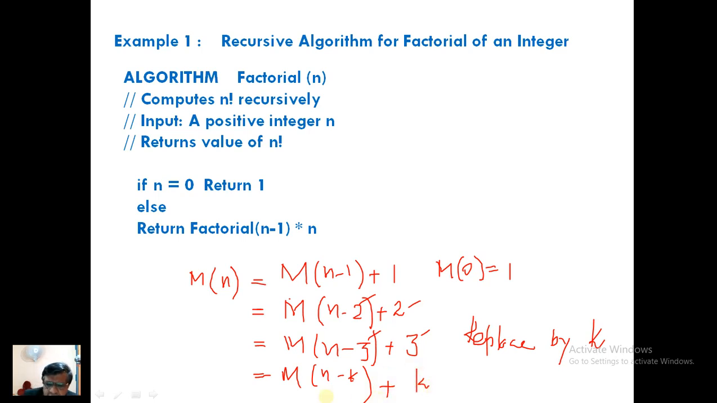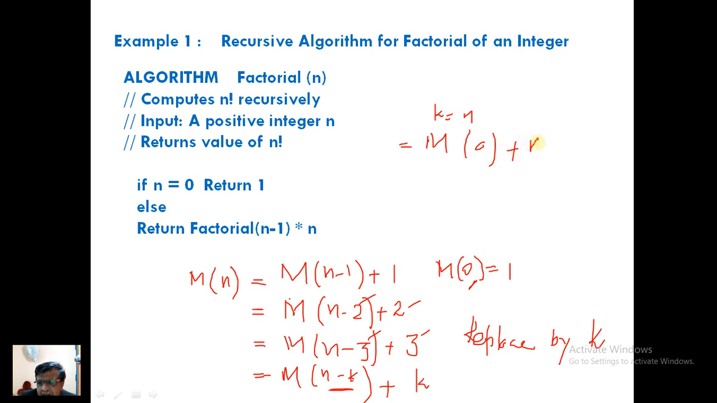Now we will visit the base case, and we will see that this value within the bracket will reach the base case. So it has to become 0. It will become 0 if and only if we substitute k equal to n. If you substitute k equal to n, what happens here is m of n minus n. m of n minus n is m of 0. This step I am telling about, plus n.